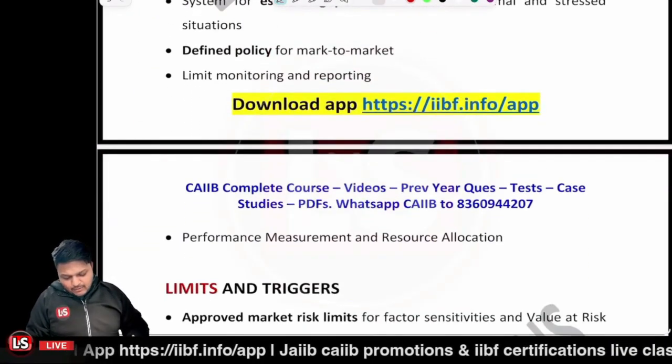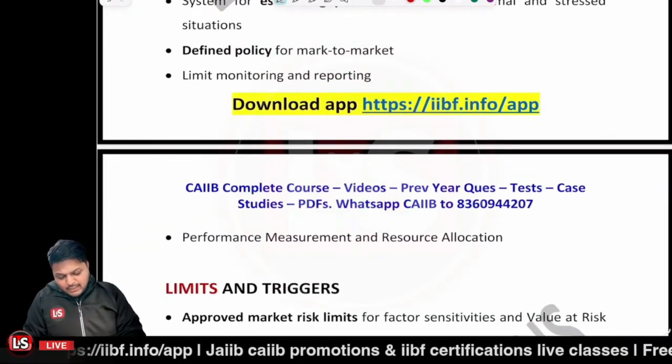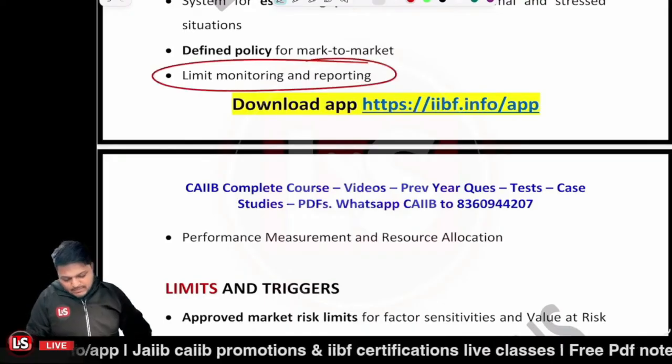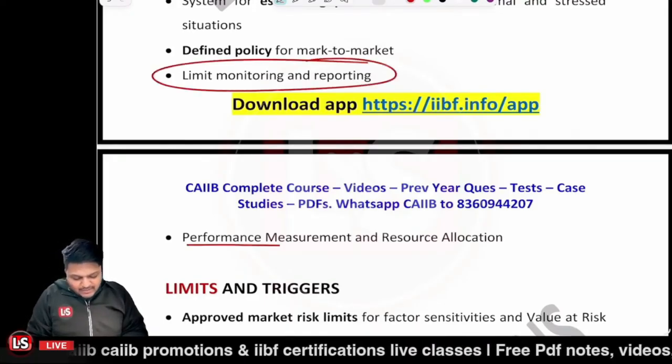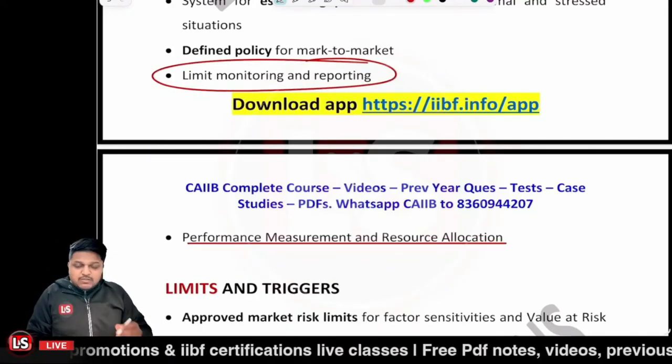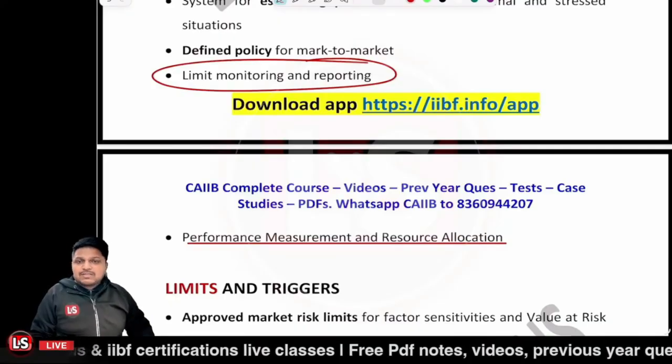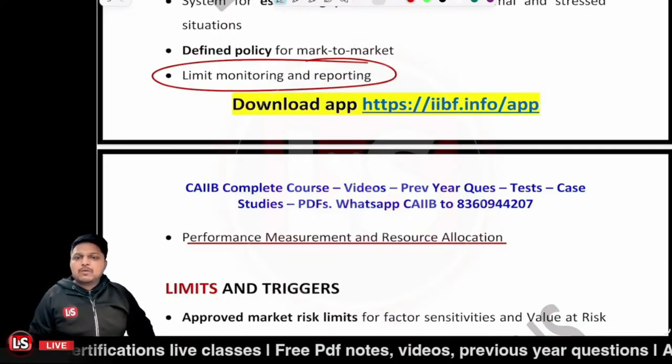That's the case related to it. And also there could be limits related to monitoring and reporting purposes, performance measurement, and resource allocation purposes. Now these are very general guidelines. Now just think of it from the management point of view.